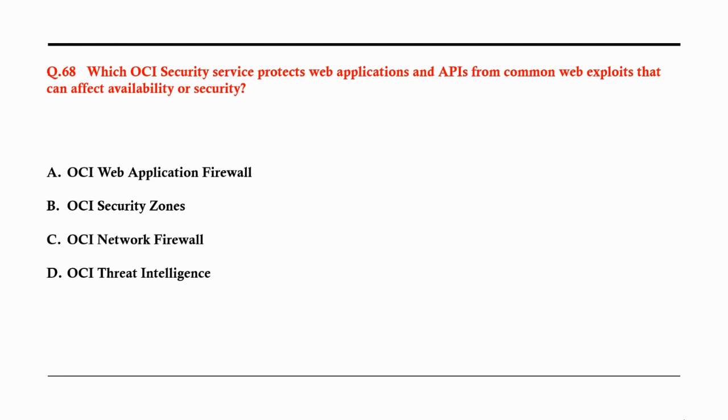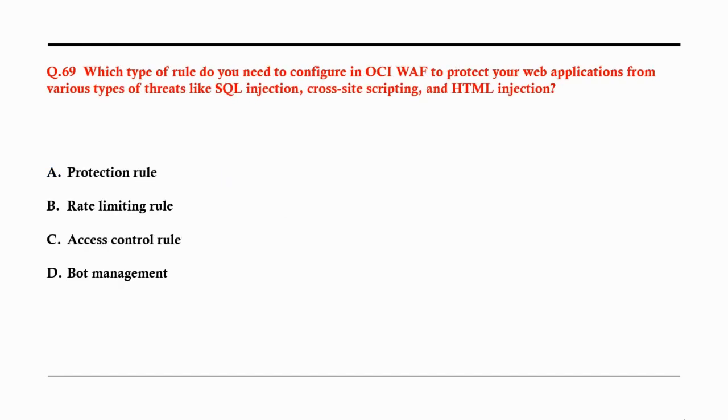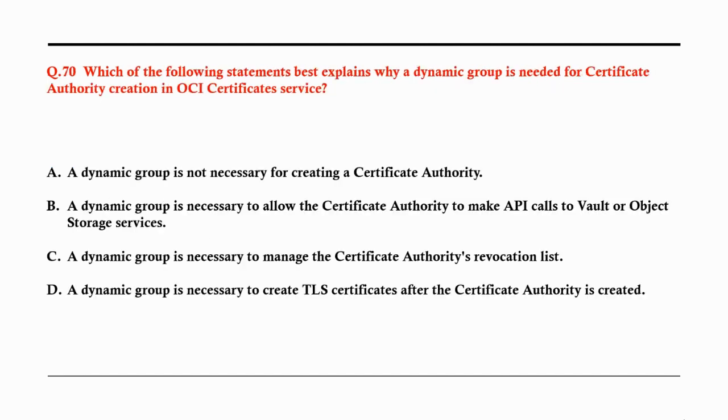Question 68. Which OCI security service protects web applications and APIs from common web exploits that can affect the availability or security? The correct answer is answer A, OCI Web Application Firewall, which works on layer 7. Question 69. Which type of rule do you need to configure in OCI WAF to protect your web application from various types of threats like SQL injection, cross-site scripting, and HTML injection? The correct answer is answer A, protection rule.